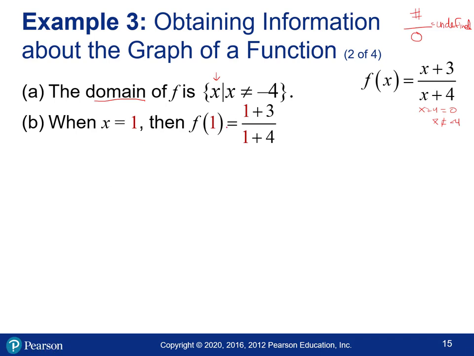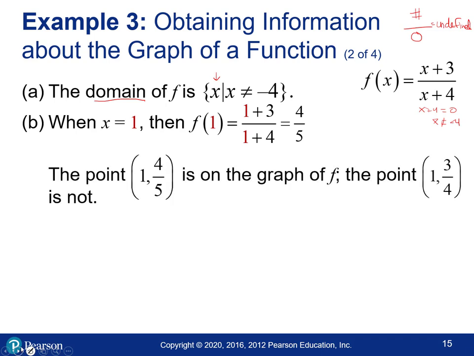So f of 1 means what's y when I plug in x equals 1. So then just plug it in exactly where there's x's in the function and simplify. So that would just be 4/5. And the question was, is (1, 3/4) on the graph? And it's not, because when you plug in 1 for x, you get 4/5. So 3/4, that's not the y value of plugging in 1.